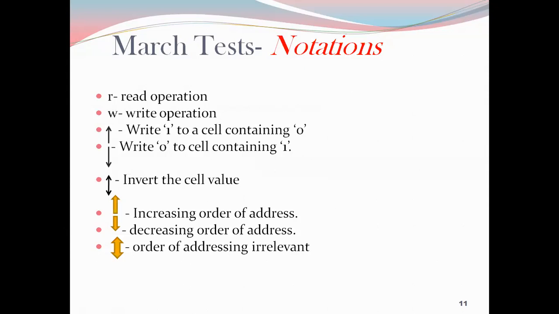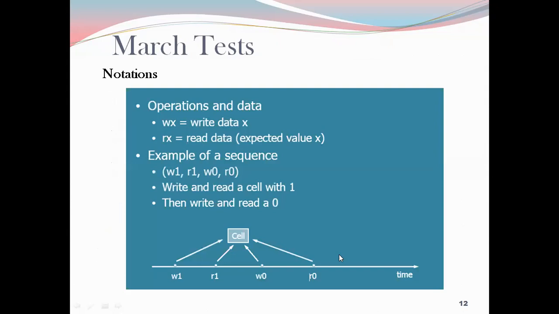Next, we come to thick arrows. The upward thick arrow indicates increasing order of memory addresses. The downward thick arrow indicates decreasing order of addresses, and this thick double-ended arrow indicates that the order of addressing of the cells in the memory is irrelevant. So with this knowledge, we define the operations and the data for the March test.